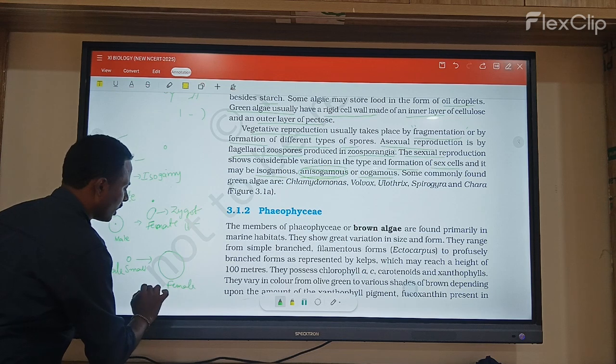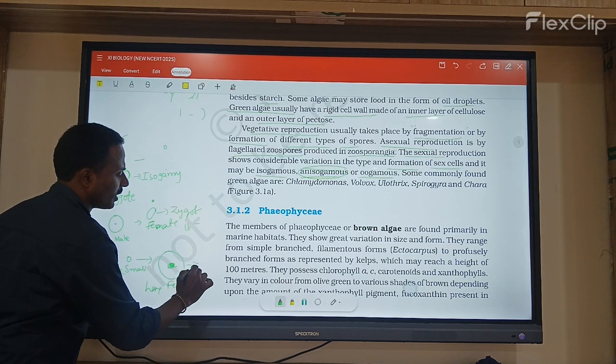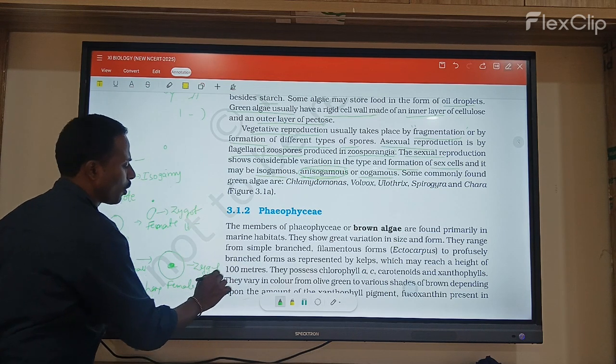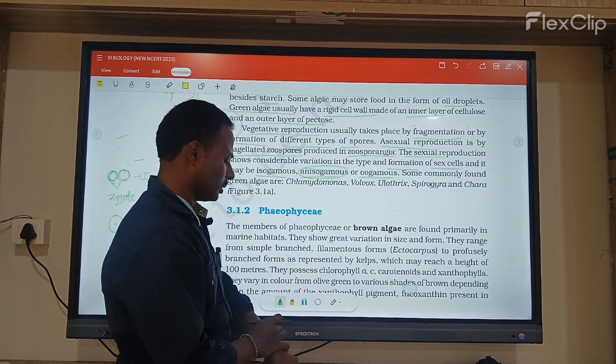Here the male and female gametes get fused to form a zygote. So this process is called what? This is the oogamous type. It is the oogamous type.